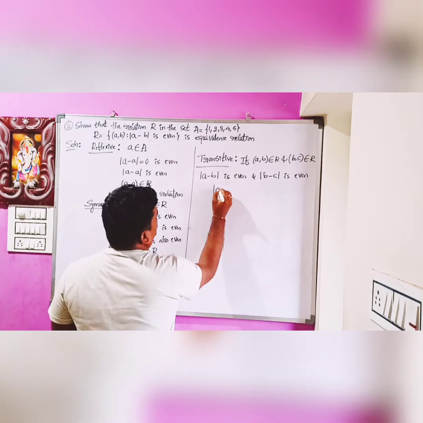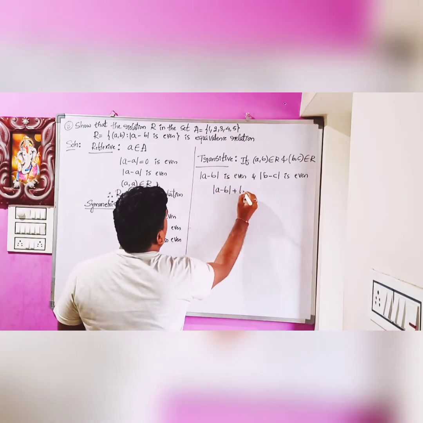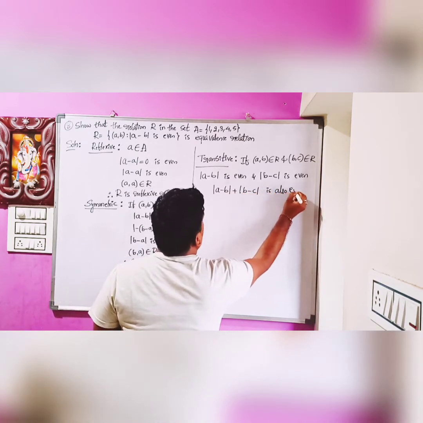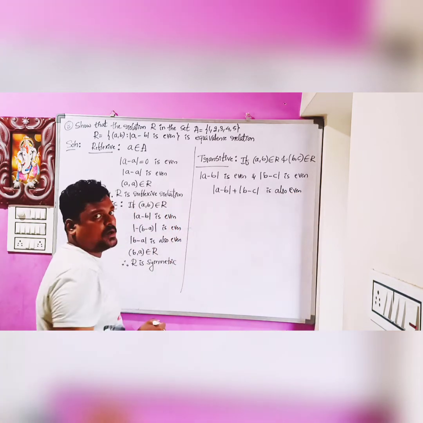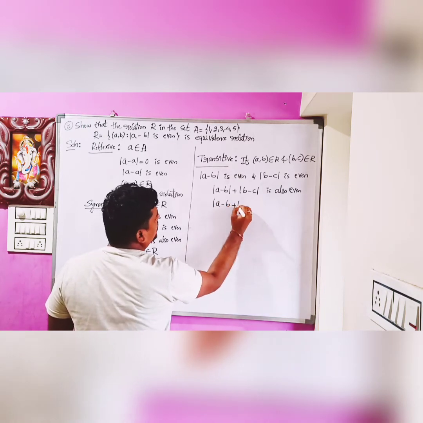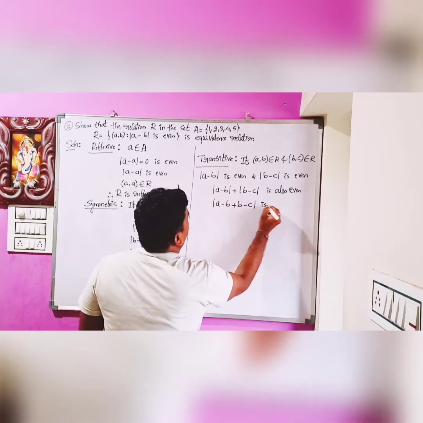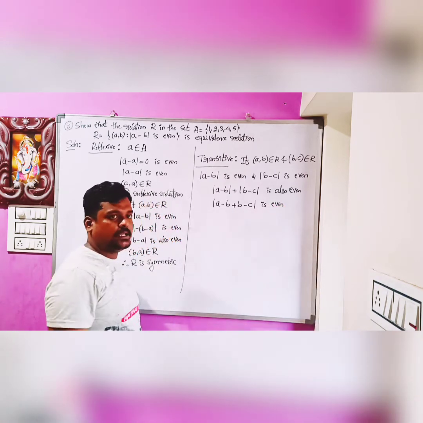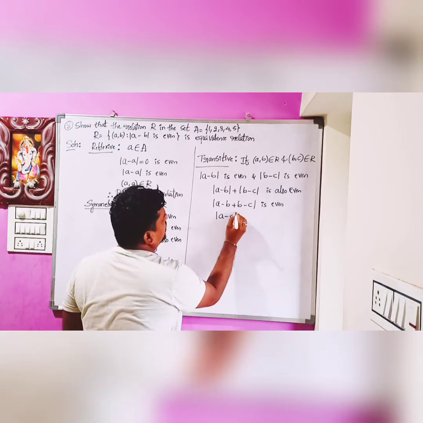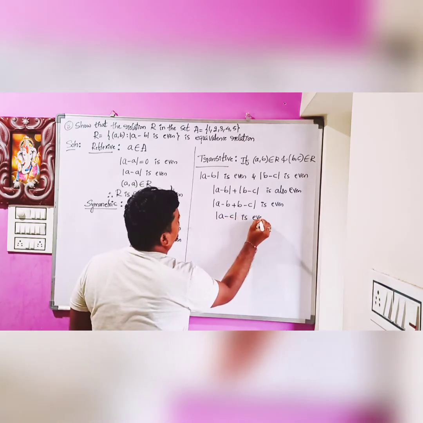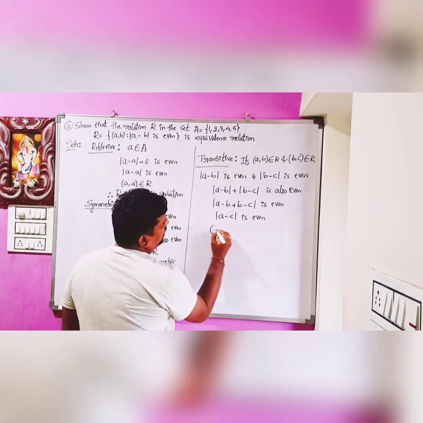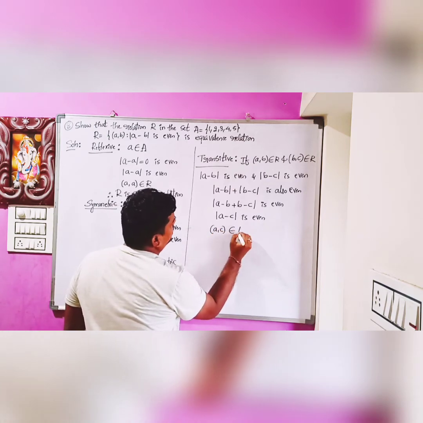If I add these two, mod A minus B plus mod B minus C is also even. We can also write this as mod of A minus B plus B minus C is even. Next, B gets cancelled. Now it is mod of A minus C is even. If mod A minus C is even, we can say A comma C is in the relation.